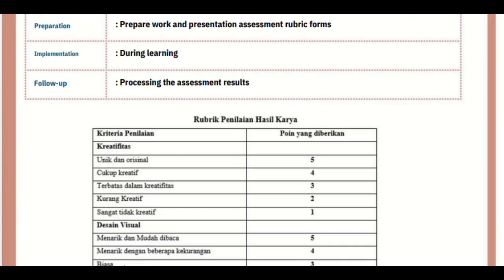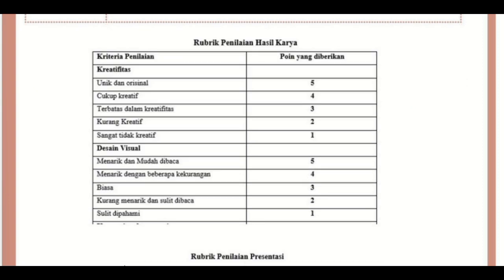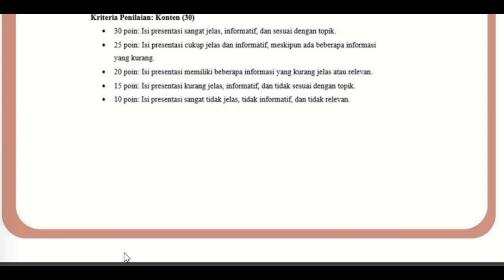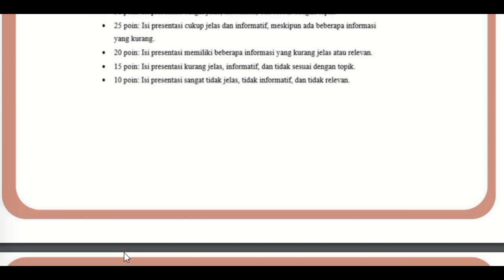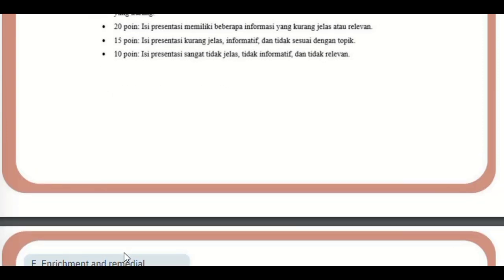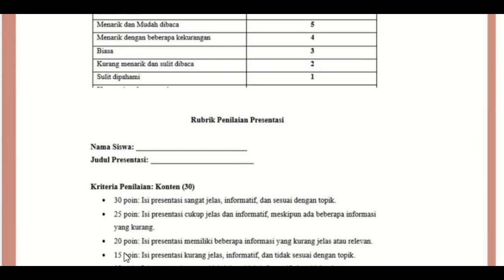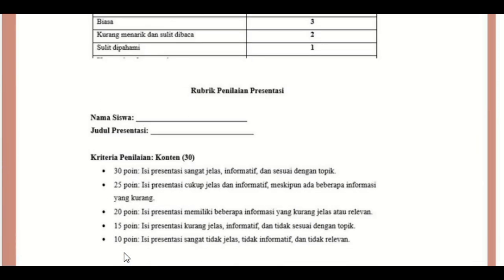Assessment of work results and presentation is carried out using an assessment rubric which includes creativity: unique and original 5 points, fairly creative 4 points, limited in creativity 3 points, less creative 2 points, very uncreative 1 point.